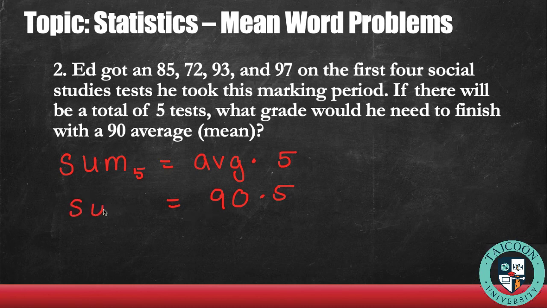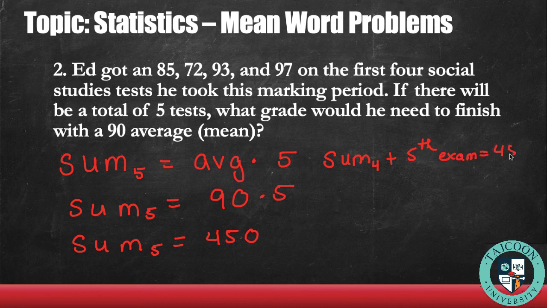So we'll see that we need the sum of all 5 exams to be 450 points. Ed is seriously going to have to focus to pull his average up to a 90. So let's see what he needs to score on his 5th exam. Now that we know that the sum of the 5 exams is 450, we need to go ahead and find the sum of the first 4 exams, because we know that the sum of the first 4 plus the 5th exam is going to give us 450 total possible points. Let's go ahead and add up the first 4 exam scores.